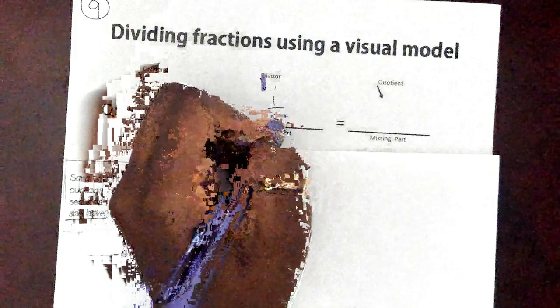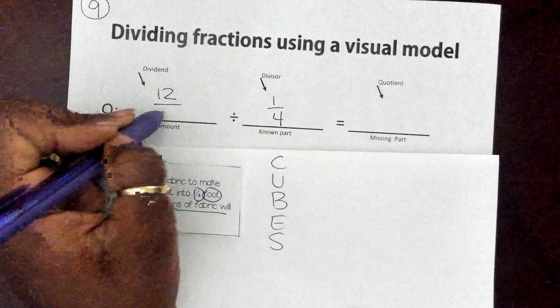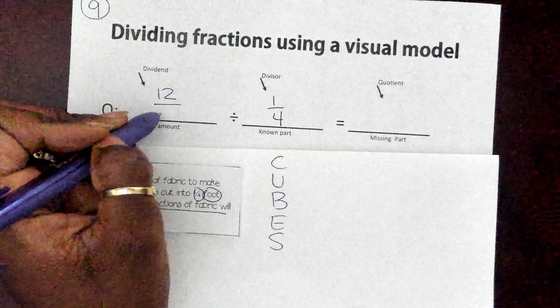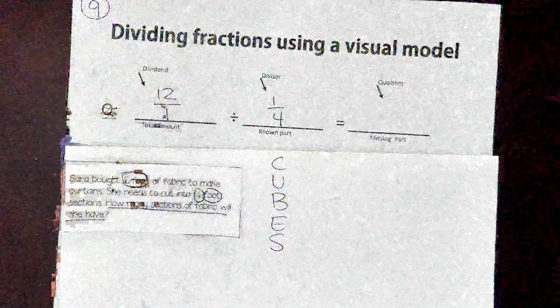Division, we know that the dividend is the total amount. And in this case, she has 12. Okay? And she is going to cut it up into equal parts of 1/4. So we have a fraction, which lets us know that we need to go back to our dividend and turn that into a fraction as well. If we don't see it in fraction form, a whole number, then we know it's always over 1. So a whole number is always over 1 in fraction form.